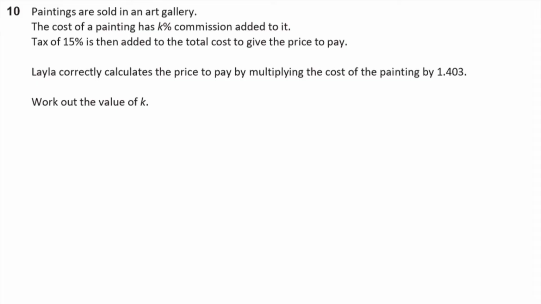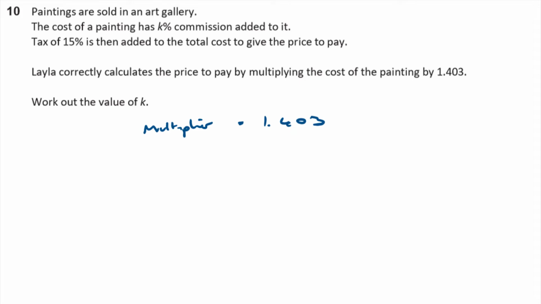Okay, so the multiplier we've been using here is 1.403. Now this multiplier of 1.403 has got to be equivalent to the two percentages that the gallery is adding onto the painting. So they take the cost of the painting and multiply it by the multiplier for the percentage commission, and then multiply it again by the 15% increase, and that results in an overall multiplier of 1.403.